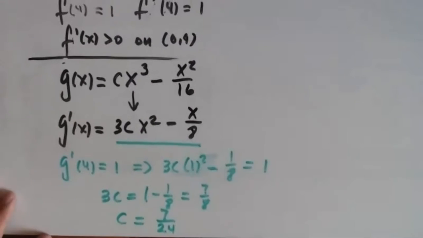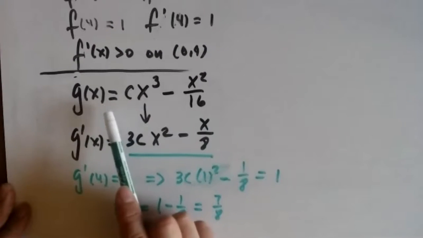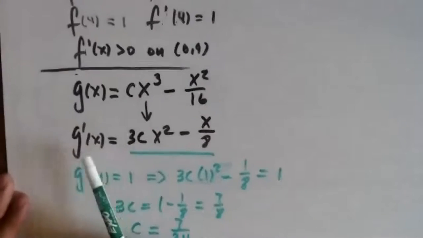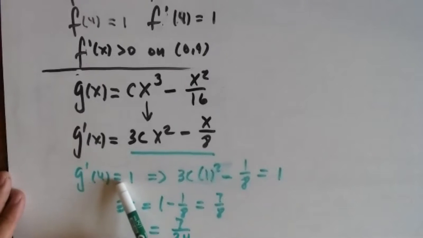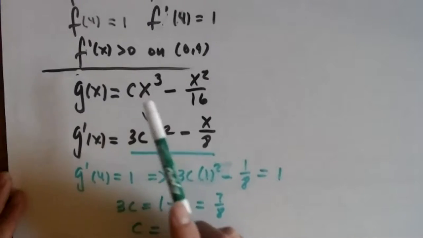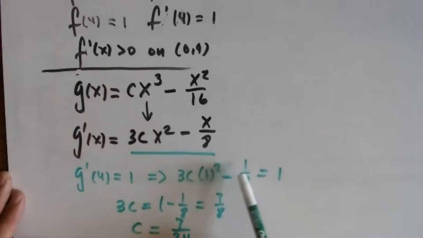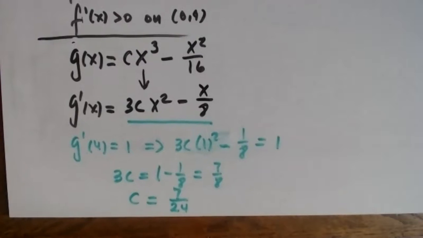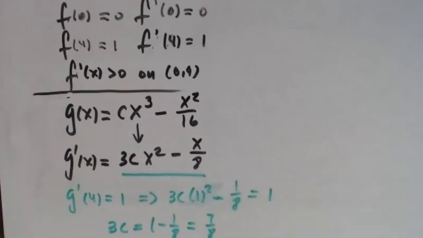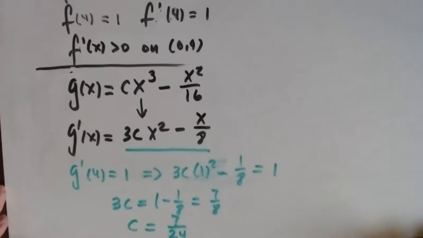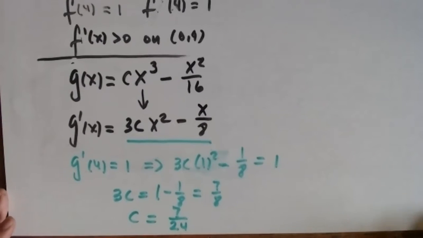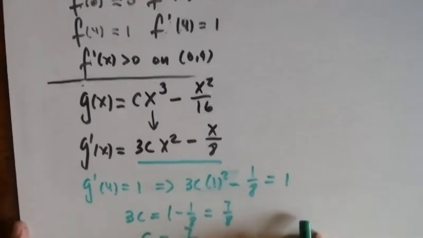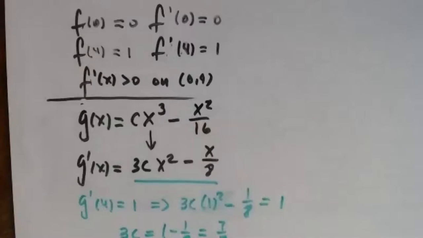Okay, this was the point. So now you have this function, and you want it to meet this condition, correct? g prime of 4 equals 1. So you get the derivative of this function, then you substitute the 4, and then you solve, equals 1. You find the value of c, you get c is 7 over 24. So with c equals 7 over 24, you meet the condition.